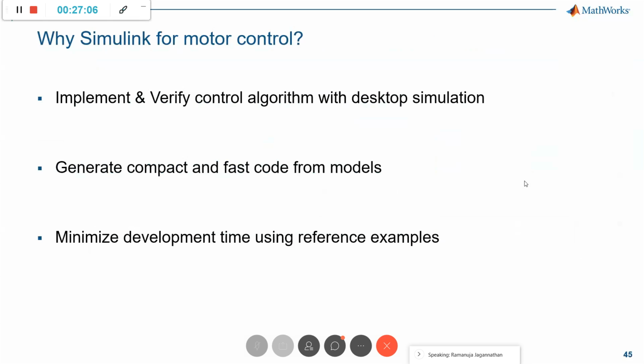Our customers across industries have been using Simulink to prototype motor models, control algorithms, and then do extensive closed-loop verifications in a simulation environment.